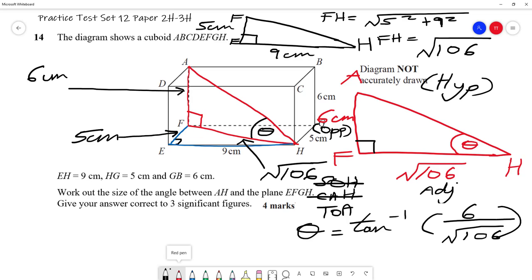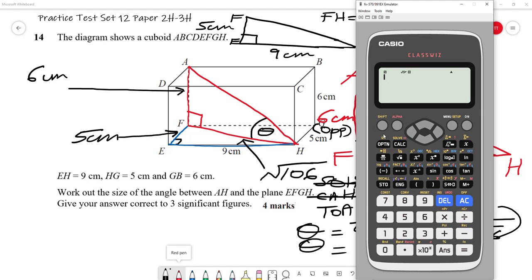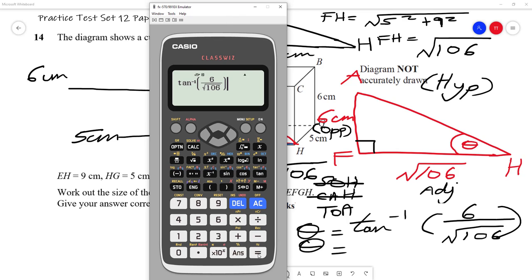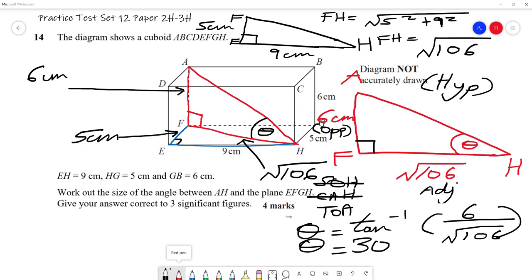Now that we can work out from our calculator. So shift tan 6 over the square root of 106. Yep. And that gives me 30.2 degrees to one decimal place. I'm going to write 30.2 degrees to one decimal place.